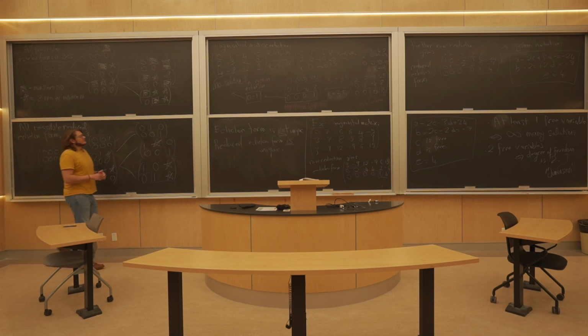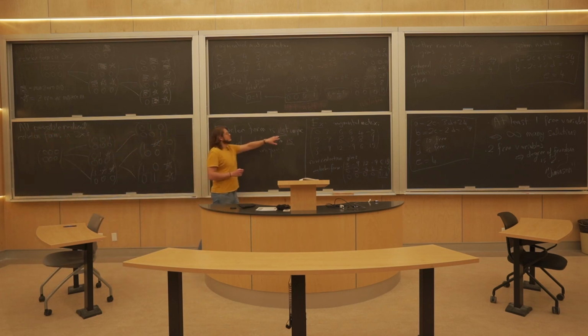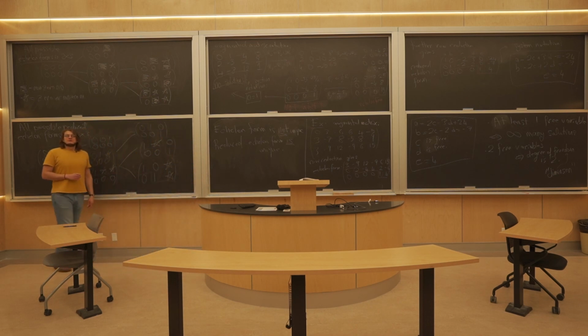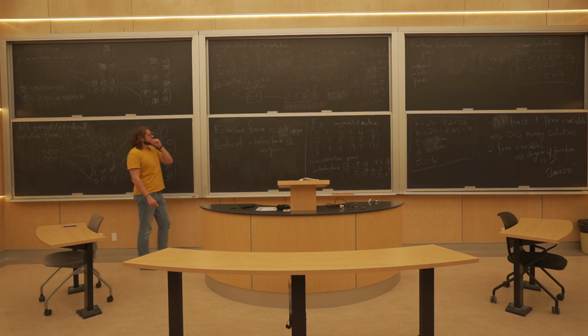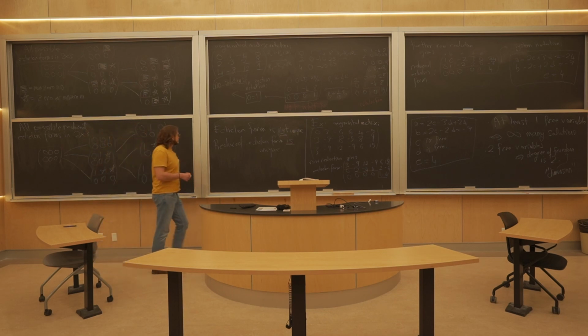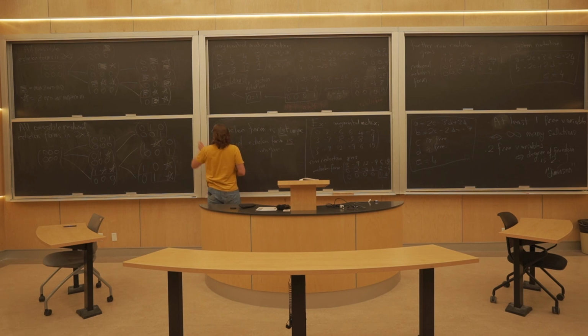Now let me ask, why is it the case that the echelon form of a matrix is not unique? Any ideas? So let's think of an example. Let's say that I have this matrix. Here's an example. For instance, 2, 1, 0, 0, 1, 2. Now this is in echelon form. It's not in reduced echelon form.